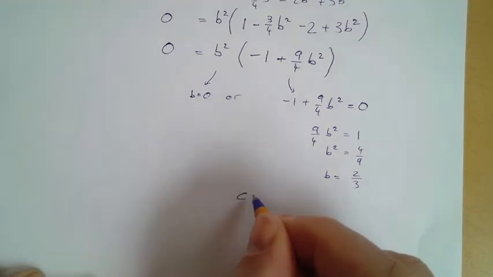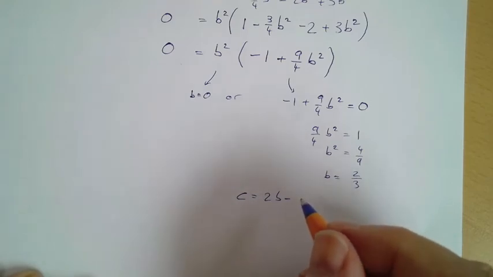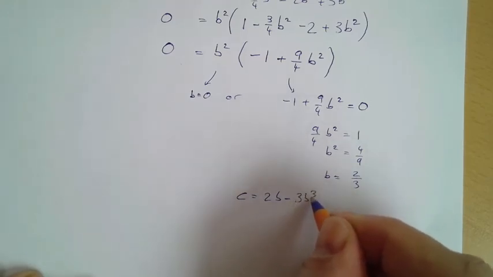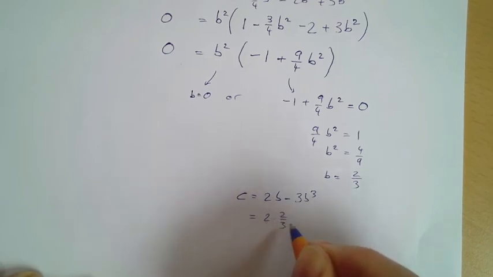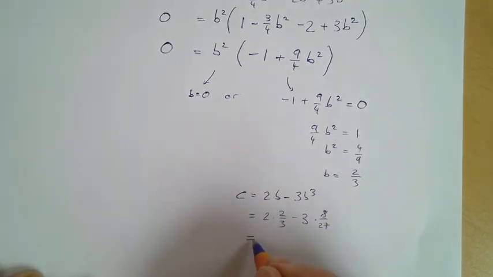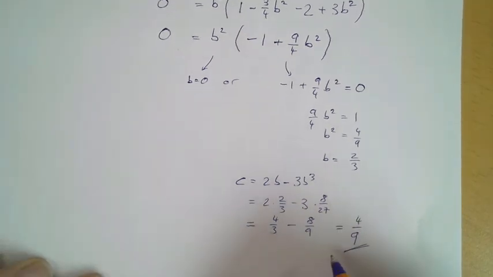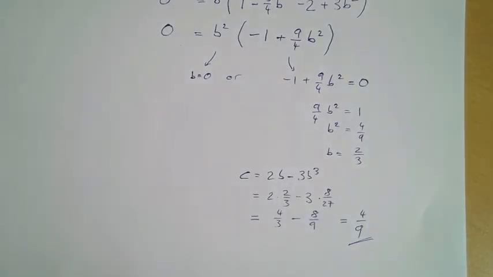What is then c? Well, we know from the beginning that c is the image of b, it's the output of b, 2b minus 3b cubed. So it's 2 times 2/3 minus 3 times b cubed, which is 8 over 27. So that's 4 over 3. This is 8 over 9. And therefore, altogether, we find 12 over 9 minus 8 over 9, 4 over 9. This is the final answer, c equals 4 over 9.